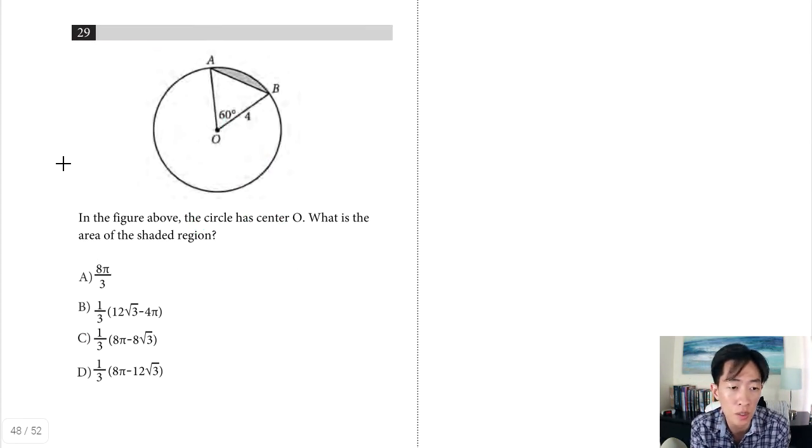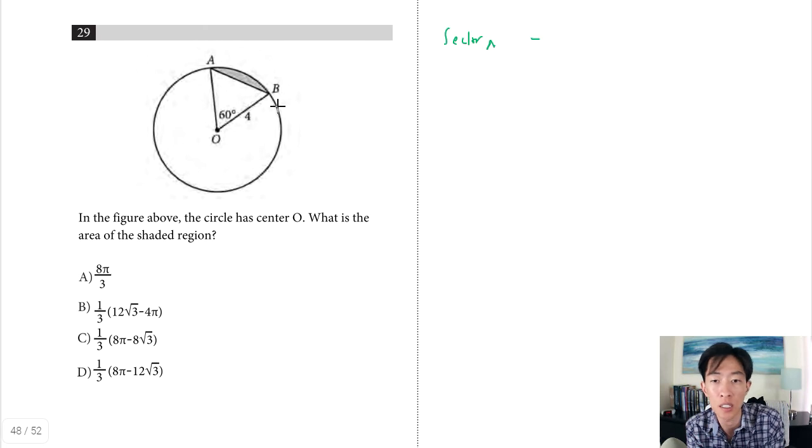Question 29, it says, in the figure above, the circle has center O. What is the area of the shaded region? So for questions like these, you want an overall strategy. My overall strategy is going to be the area of the sector. So I'm going to write that out.